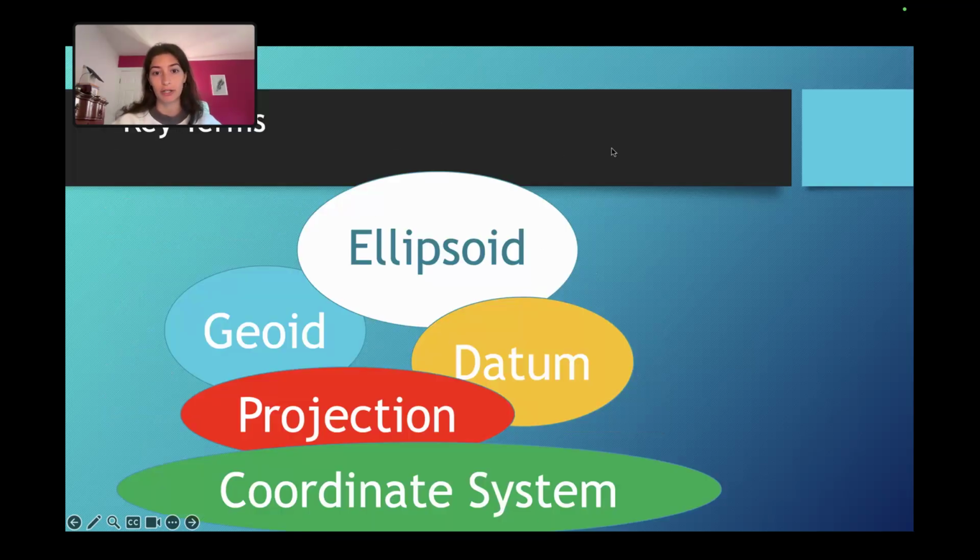So some key terms we're about to go over: ellipsoids, geoids, datums, projections, and coordinate systems. These all rely on one another, which is why you see this figure stacked with the coordinate system as the base, the projection as the next step up from that base, and then datums and geoids relying on what projection you're utilizing, and finally, that ellipsoid.